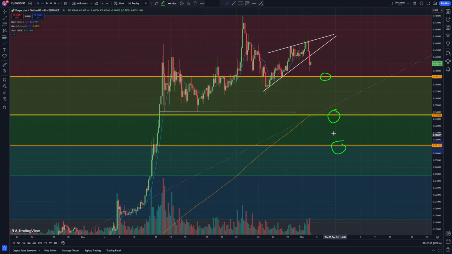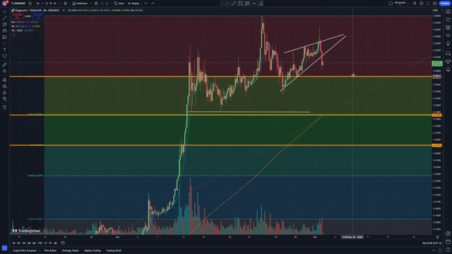I've been talking about this in my last couple videos, how I took a little bit of profits, basically where we're at right now. And now I'm trying to dollar cost average back in. I'm using these Fibonacci retracement levels as a place to put limit orders. So the first one is sitting at 0.39176 right here.